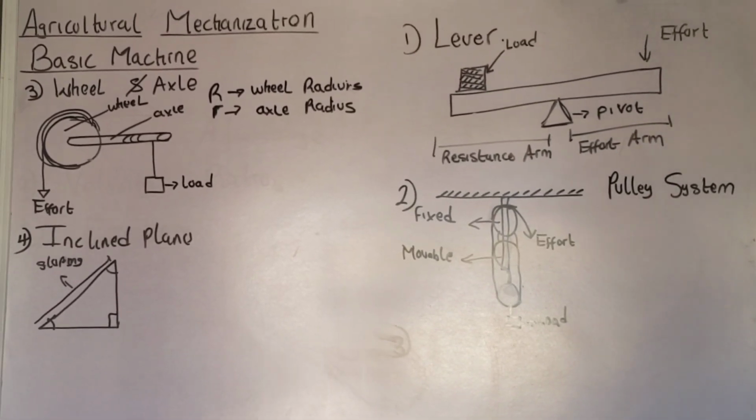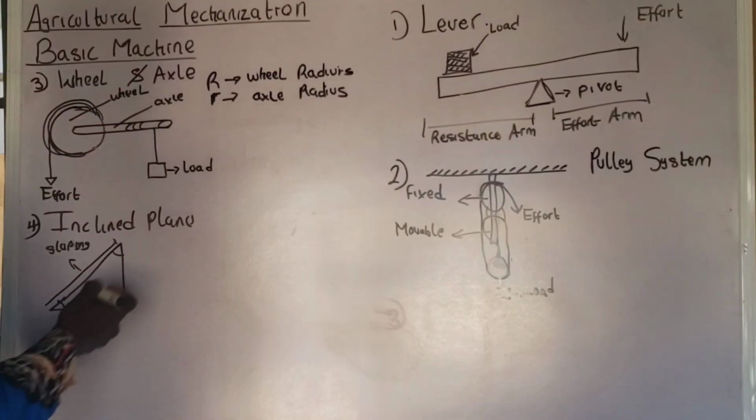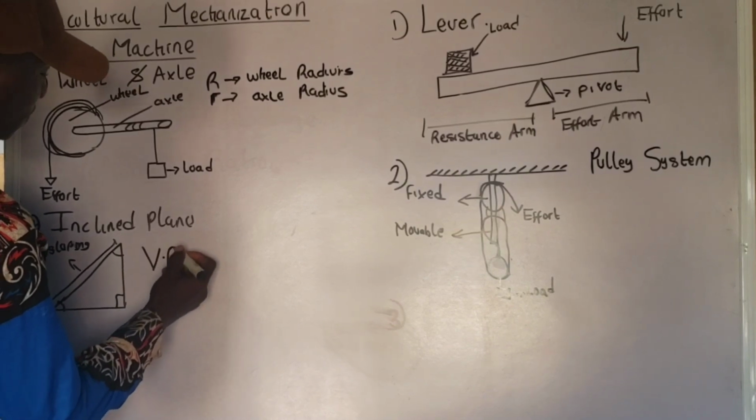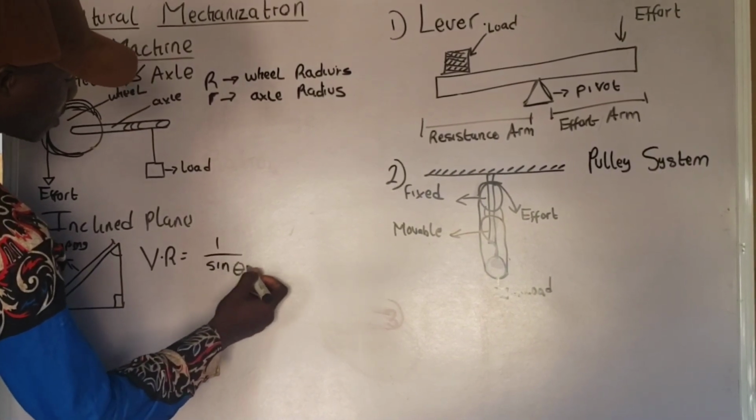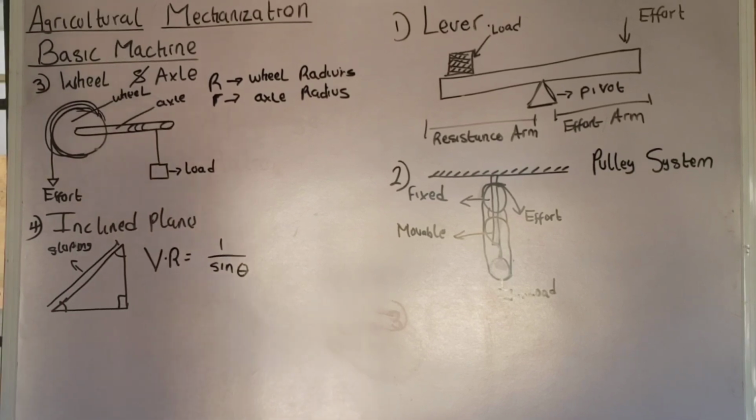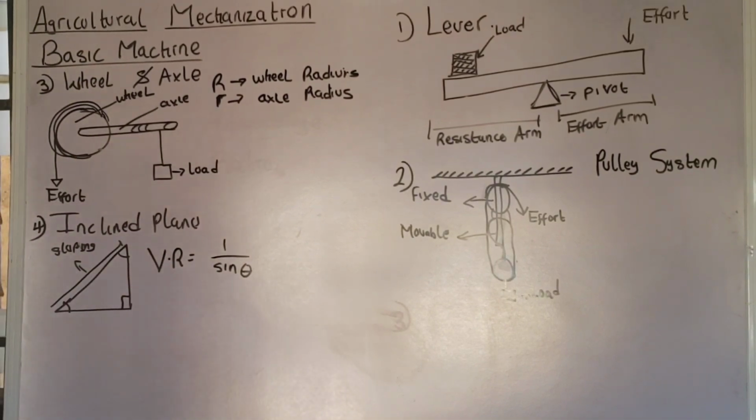There is one thing that I want you to pay attention to here. When I started this class, I gave you 3 properties that are common to these basic machines: the mechanical advantage, the velocity ratio, and the efficiency. Now let's quickly discuss the mechanical advantage and the velocity ratio of the inclined plane. The velocity ratio, VR, of an inclined plane is equal to 1 over sine theta. That is the formula for calculating the velocity ratio of an inclined plane.